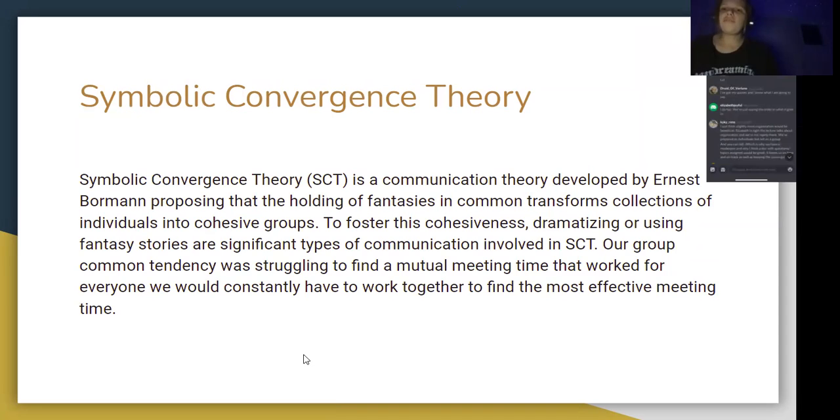So the symbolic convergence theory, or SCT, is a communication theory that was developed by Ernest Borman, proposing a holding of fantasies and common transformation collectives of individuals into cohesive groups. To foster this cohesiveness, dramatizing or using fantasy roles as significant types of communication evolved in SCT. Our group had the common tendency of struggling to find a mutual meeting time, so we would have to work together to find a meeting time that would work for all of us, as seen in that screenshot.